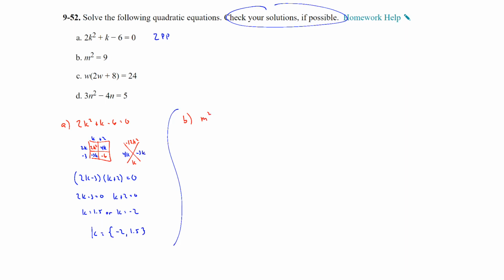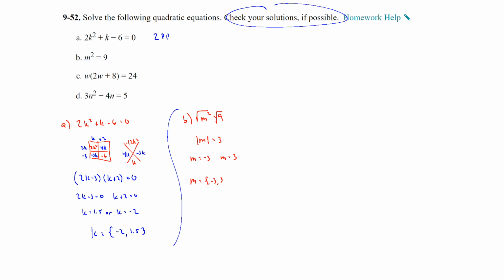B, m squared is equal to 9. So this one, you might subtract the 9 first, which is perfectly fine. That is equal to 0. And you might recognize this as being factorable because it is a difference of squares. You also might have recognized that because you don't have that middle term in m squared, you can take the square root of both sides, and that would give you the absolute value of m is equal to 3. And so you have m equals negative 3 or m equals 3, and you're done because you've solved for both of those. So that's another way to do it. But it also could have been done using factoring. Either one, once again, is fine.